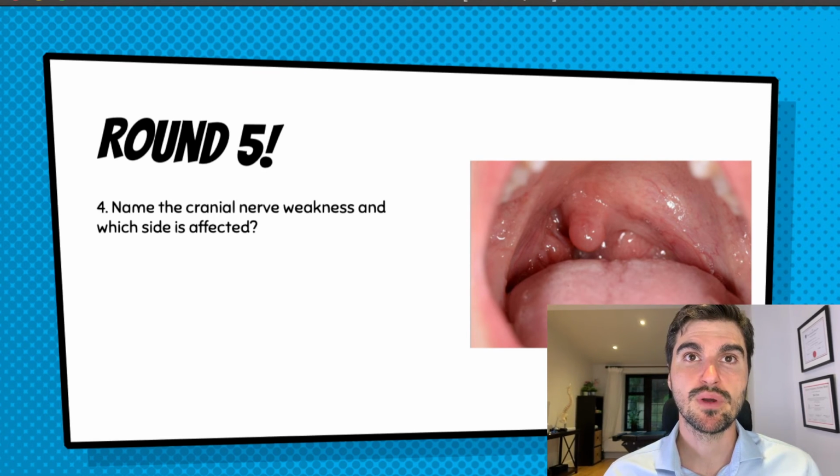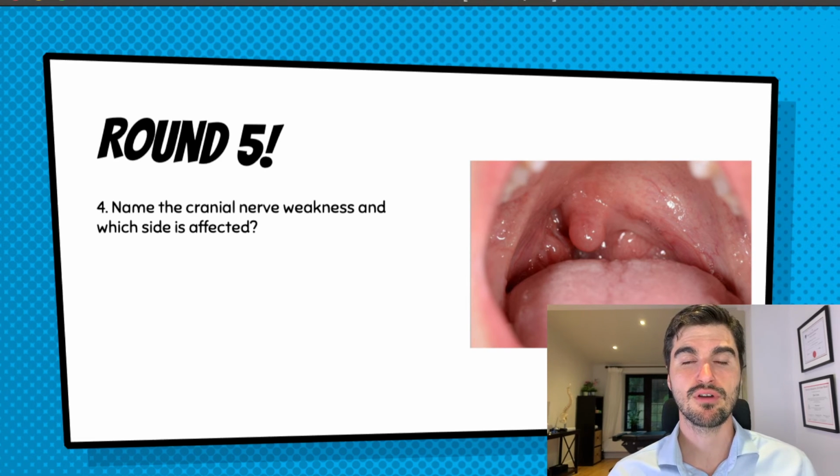Name the cranial nerve weakness and which side is affected. So if you're looking at that soft palate, hopefully you can see there's a problem there. What would cause that problem and which side is affected?